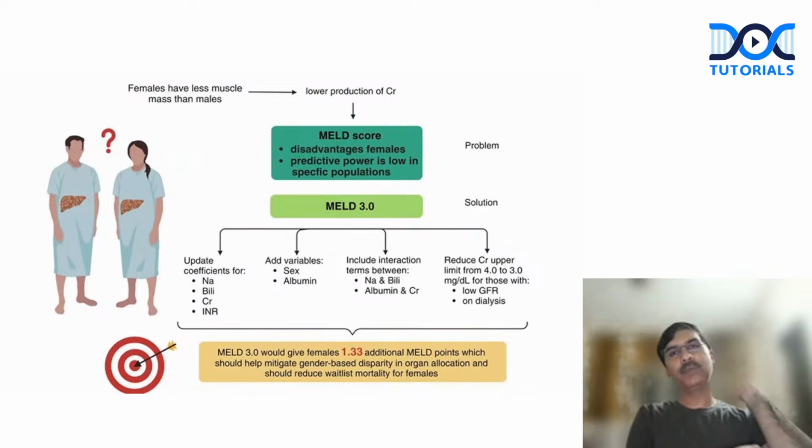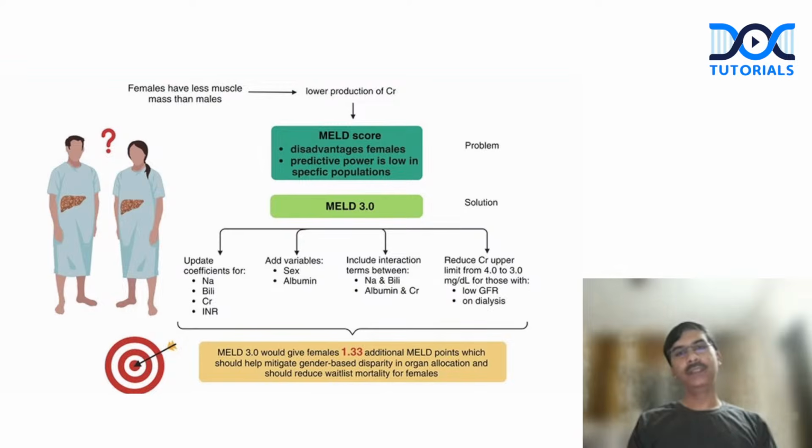Creatinine, that was the problem why the MELD score had to be changed and why sex is involved as an inclusion criterion in MELD 3.0. Females have less muscle mass than men, so they produce a lower amount of creatinine, and even with advanced disease, females tend to have a low MELD. So that was given an additional point.